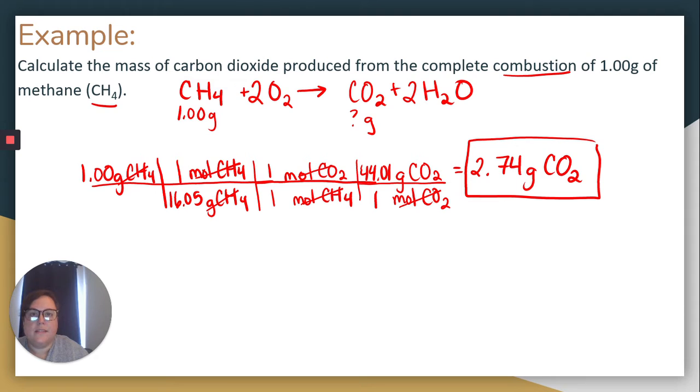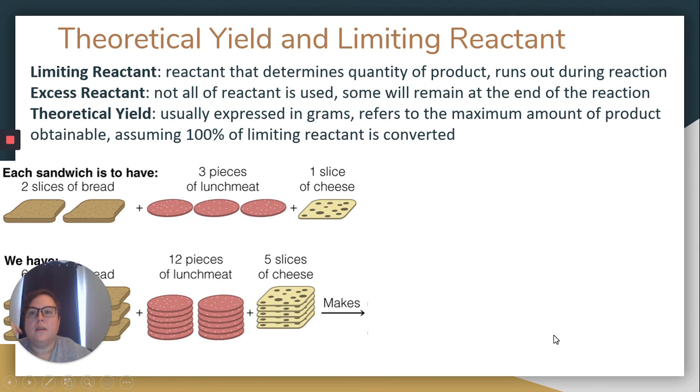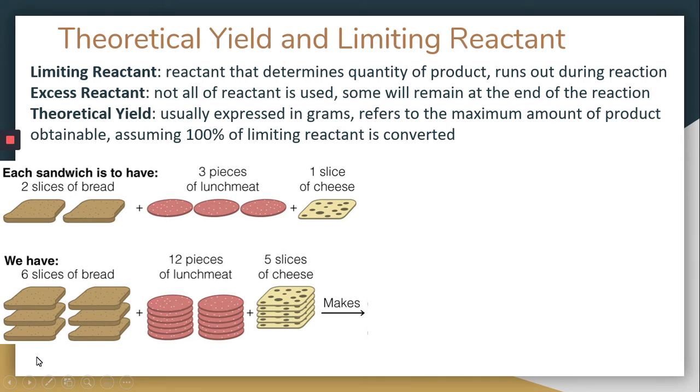In the scheme of things, this is an easy stoichiometry problem. It can get more complicated when we start talking about limiting and excess reactants. So when you have information about 2 or more reactants, then you have to think about limiting reactant. The limiting reactant is the one that runs out during a reaction. The excess you have extra of, so you have some left over. And the theoretical is how much you should be able to produce using that given information.